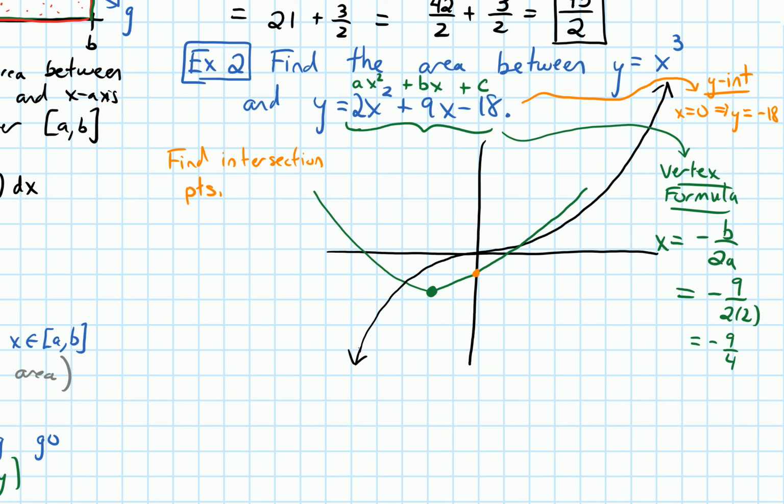So we're going to set these two equations equal. We'll get x cubed, because both of them equal y, and so we can set them equal. We get x cubed equals 2x squared plus 9x minus 18. Alrighty, and now let's move all the terms over to one side to get x cubed minus 2x squared minus 9x plus 18 equals 0.